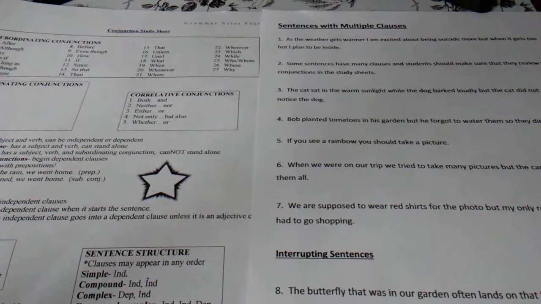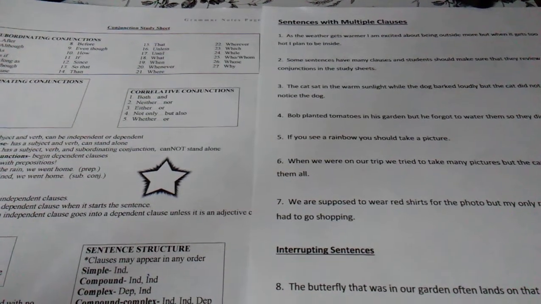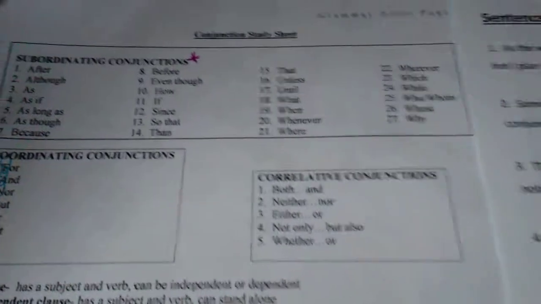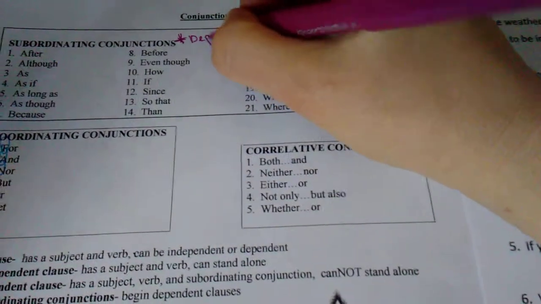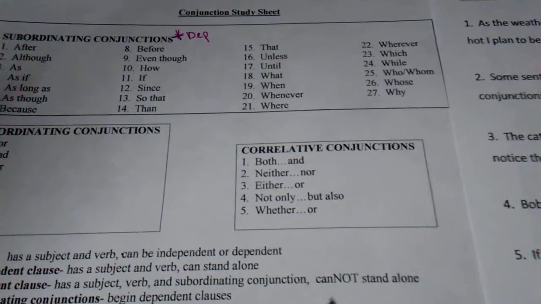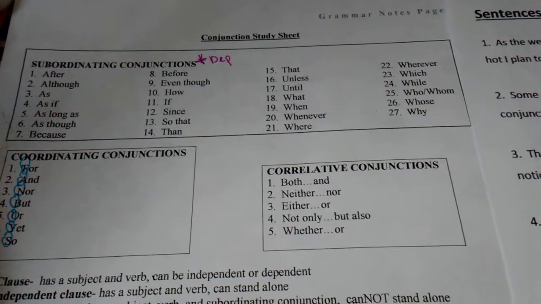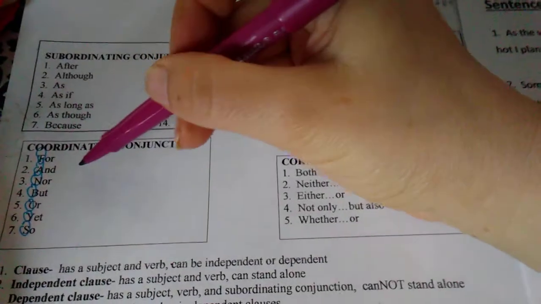So make sure that you have your conjunctions where you can see those, because remember, our subordinating conjunctions are really important because if they start off your clause, then they make your clause dependent. So we definitely want to pay attention to our subordinating conjunctions because that's going to let us know if our clause is dependent.